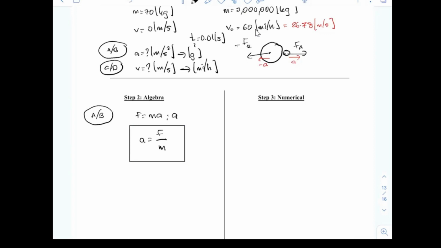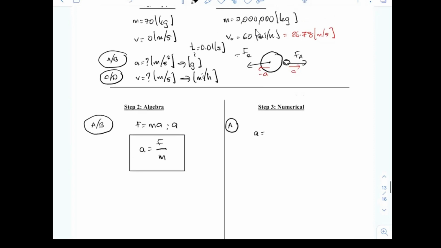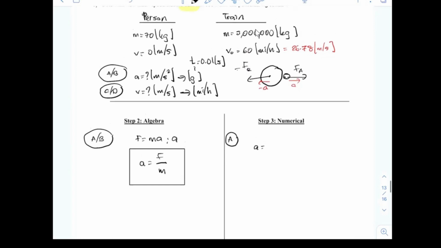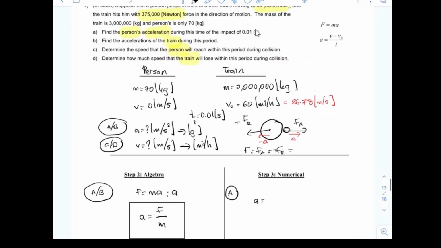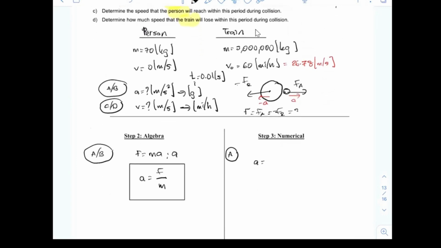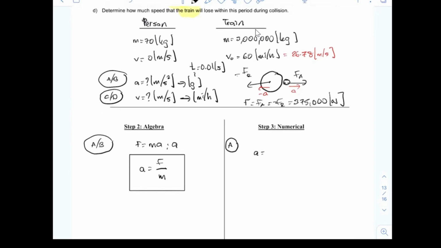All right, so what do we have for the person? A. The person is going to experience the impact force. We don't have the impact force, so I just copy down the impact force. Action and reaction forces are going to be the same. It's going to be 375,000 newtons. So the action force is acting on the person. It's going to be positive, divided by the mass of the person.